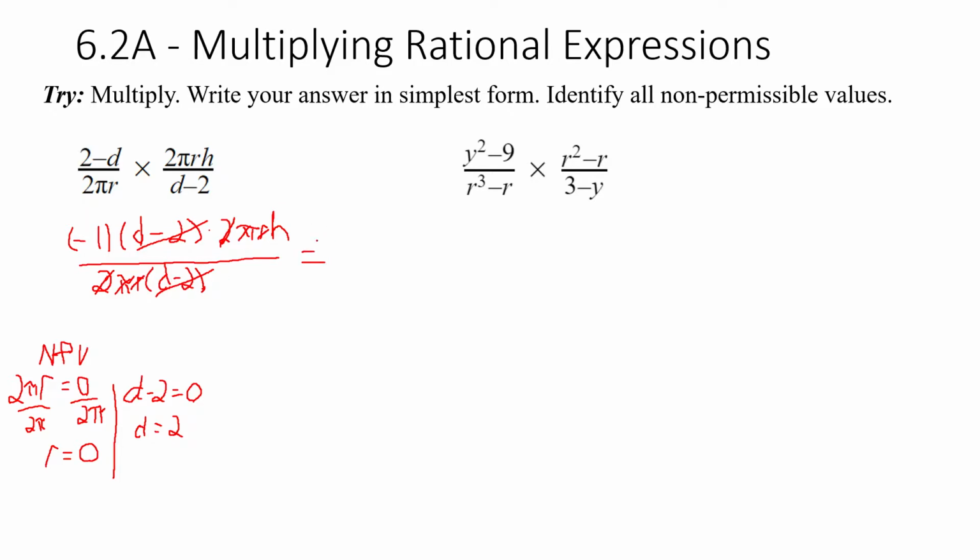So in the top, we're going to have -h over 1, or even more simply, just negative h. Our non-permissible values: r cannot equal 0 and d cannot equal 2.